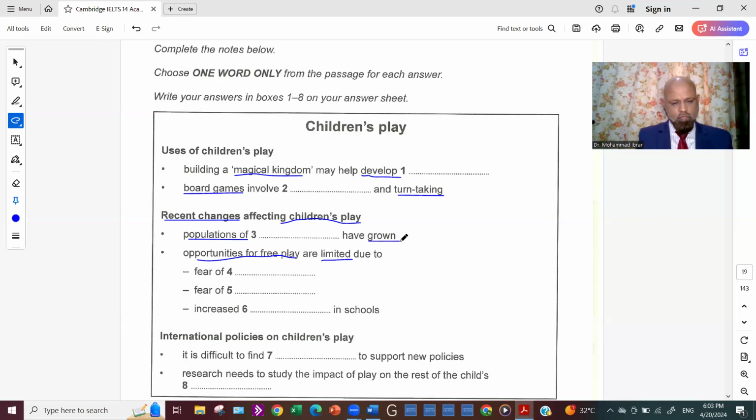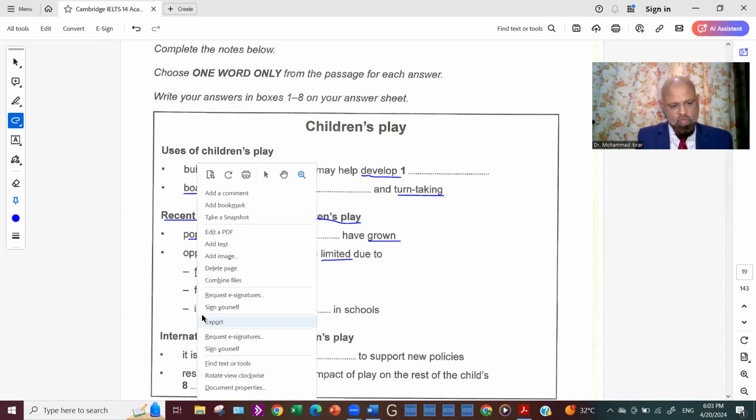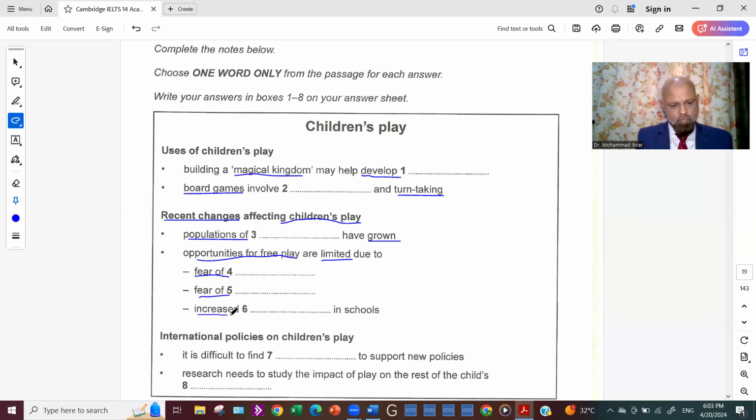Grown also. Fear of something. Again, fear of something. Increased something. So something increased with school. Maybe fee, maybe awareness of health or something else. We'll see. So something is on the increase here.